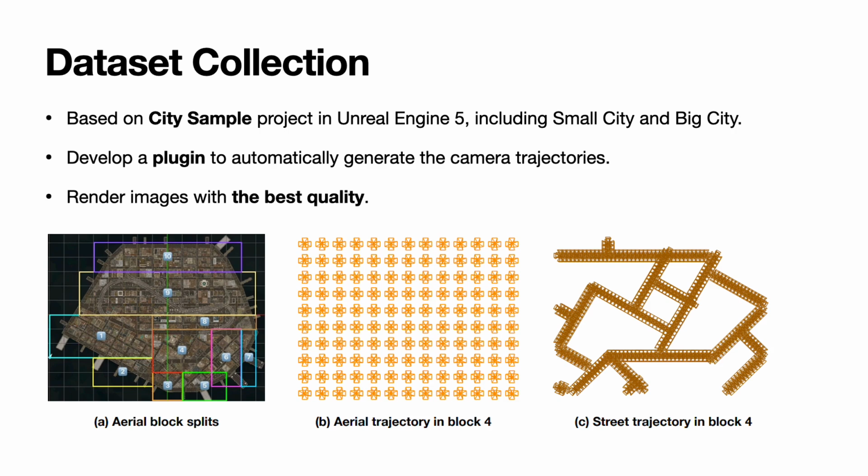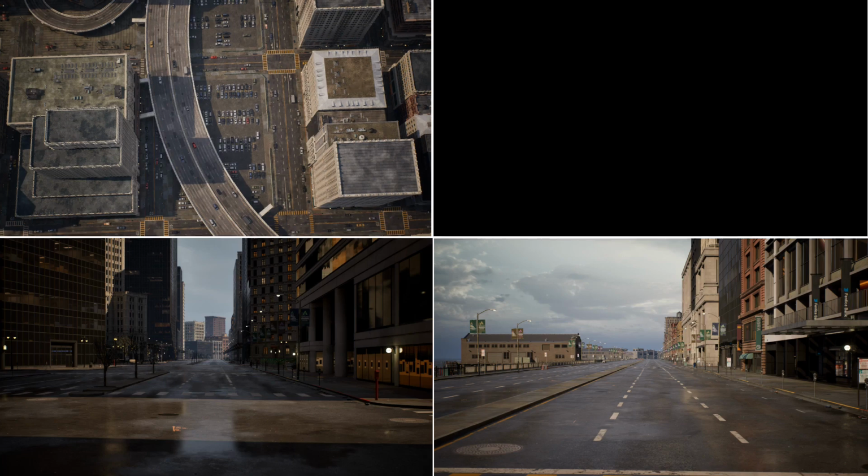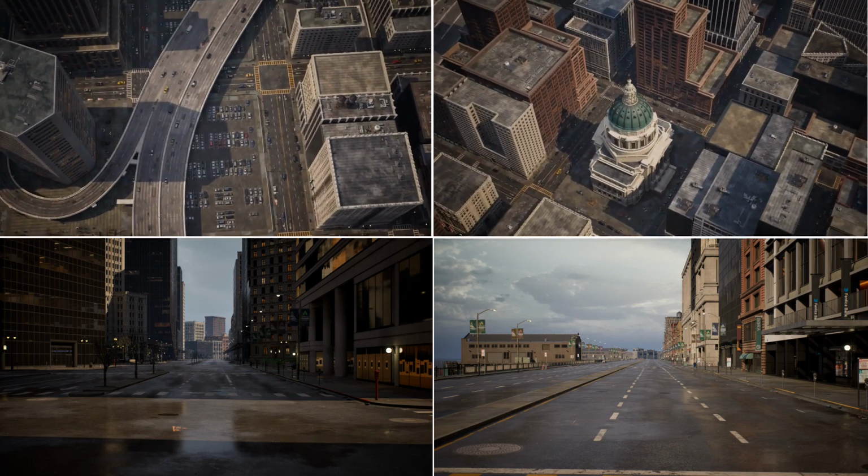Then I will introduce how we collect the data. We built the dataset based on the City Sample project in Unreal Engine 5, including two maps, the Small City Map and the Big City Map. We developed a plugin to generate the camera trajectories. Based on the trajectories, we render images with the best quality. Here are some demos of our dataset.